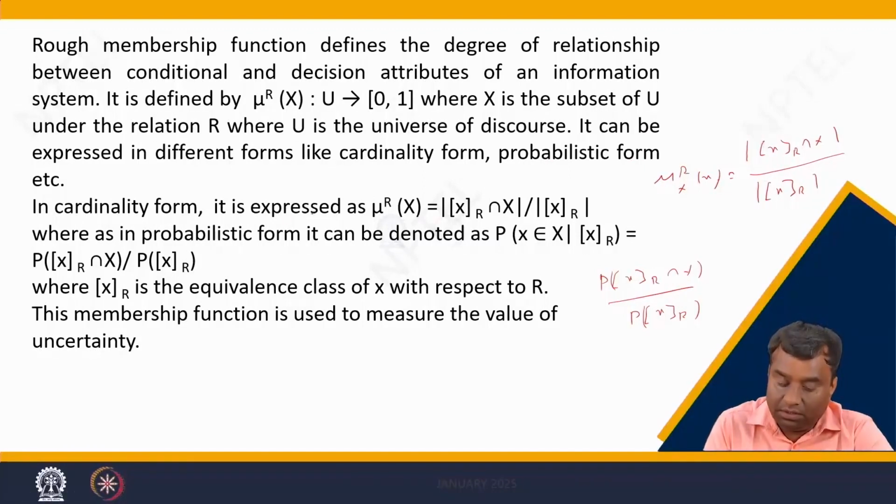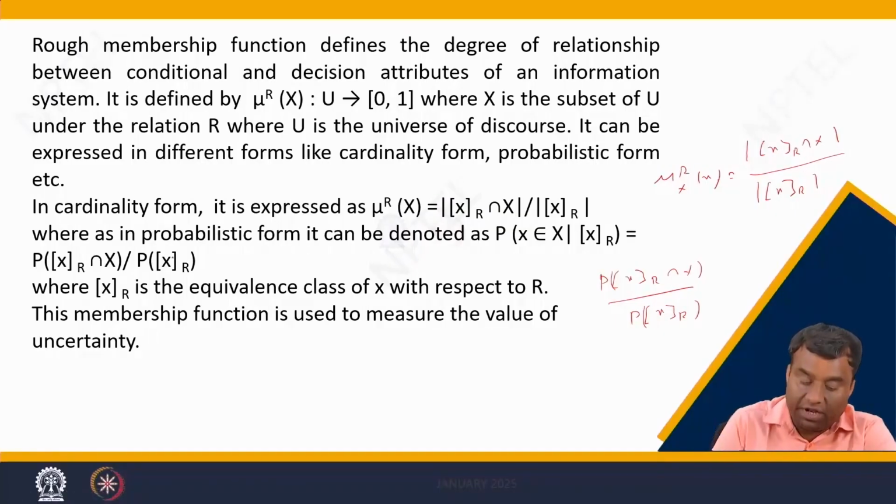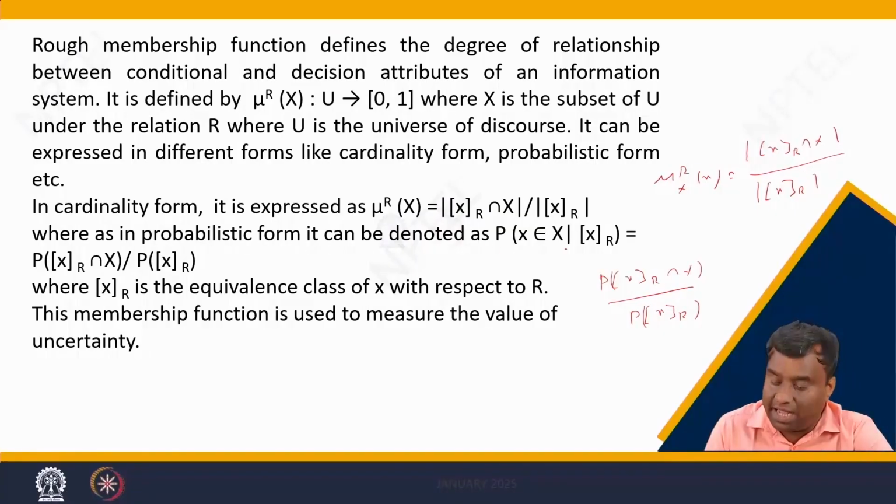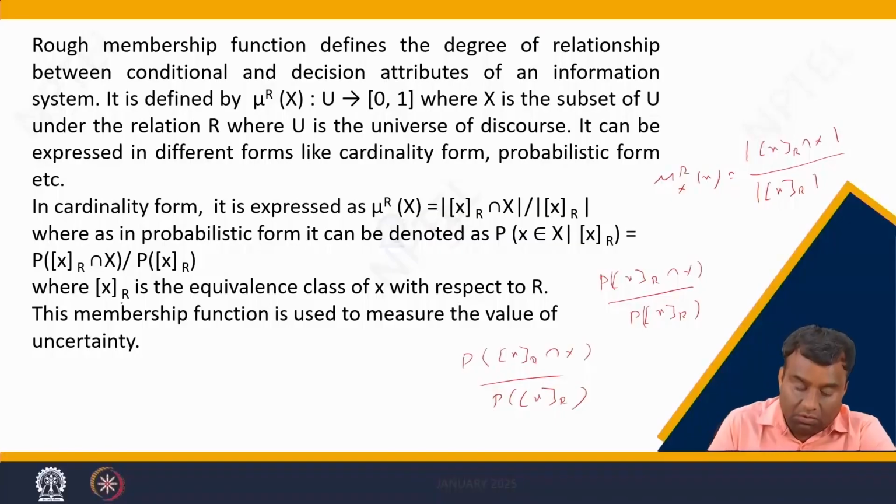In coordinative form, it is expressed as mu_X^R(x) is the cardinal number of the set XR intersection X divided by the cardinal number of the equivalence class XR. Whereas in probabilistic form, it can be denoted as P(X | XR), the conditional probability, that is the probability of the equivalence class XR intersection X divided by the probability of XR, where XR is the equivalence class of x with respect to R. This membership function is used to measure the value of uncertainty.